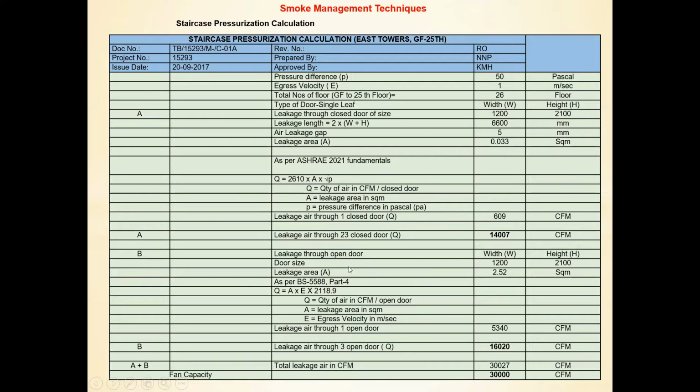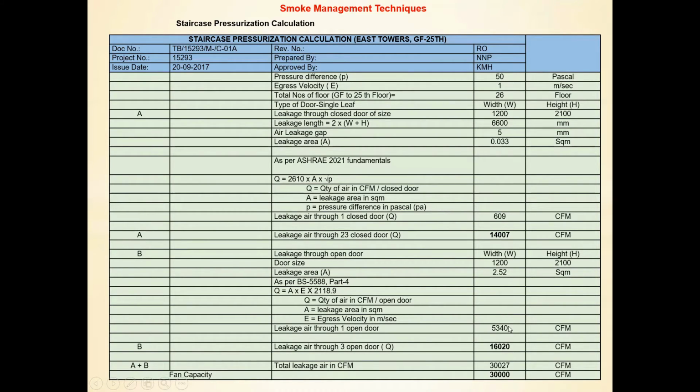Now the leakage to the open door, considered of size 1200 by 2100, has a leakage area of 2.52 square meter. The formula for calculating the leakage is Q = A into E into 2118.9, where Q is the air quantity in CFM, A is the leakage area in square meter, E is the egress velocity, 1 meter per second, and 2118.9 is the conversion constant. So for leakage air through one open door, putting the values in this formula, 2.52 into 1 into 2118.9 gives the total leakage to one open door as 5340 CFM.